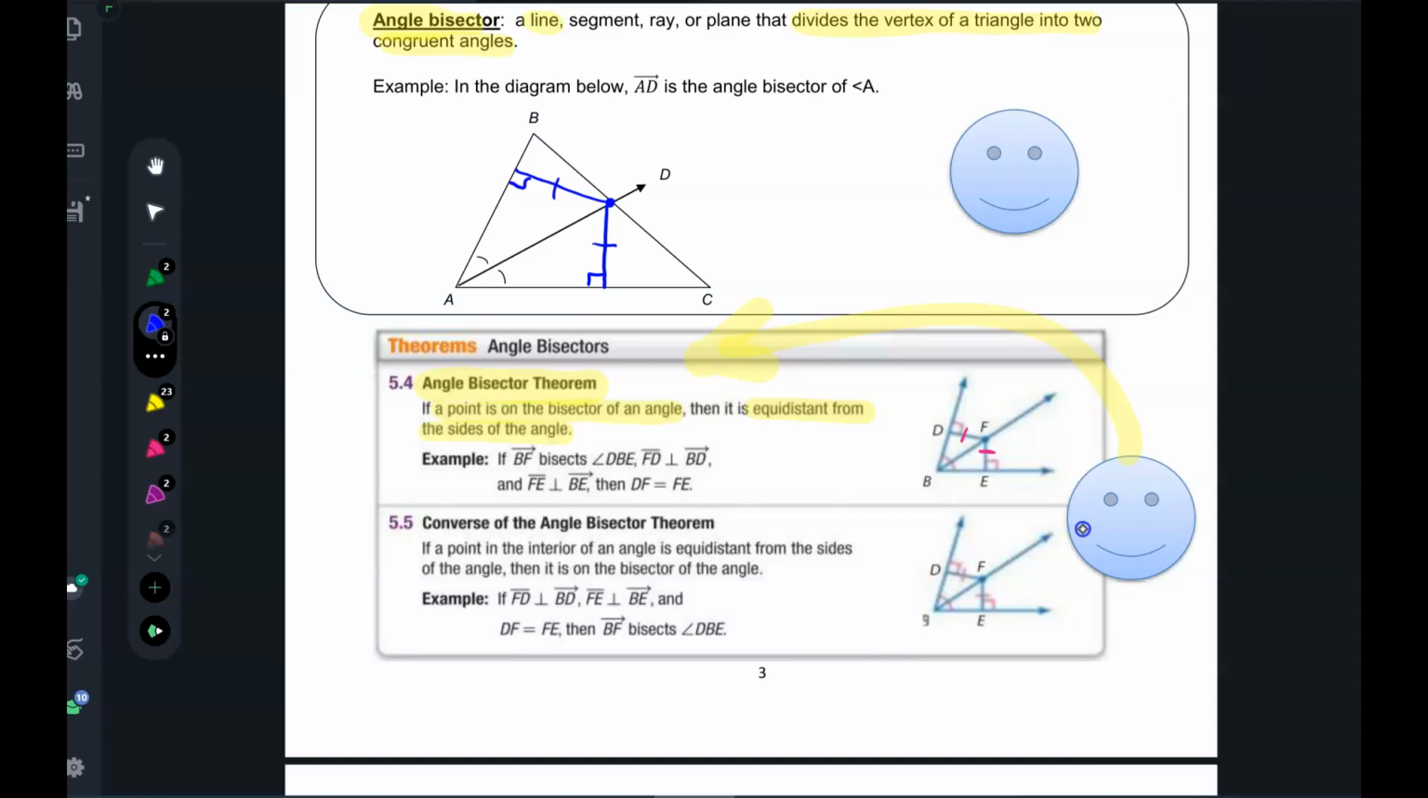Sometimes it's helpful to draw it from scratch. So let's say this is my angle, and I want to bisect it. If I pick any point, let's say this point here, and I draw to each side, if I want to measure from here to here, I go straight down, and from here to here, I go straight over. What can we say about this segment and this segment? They'll always be equal to each other.